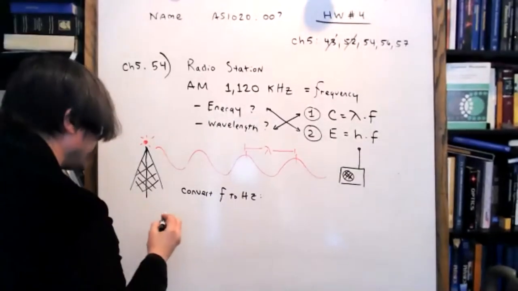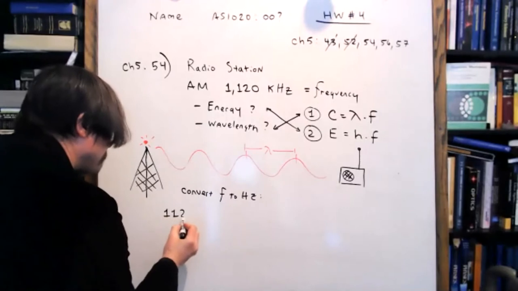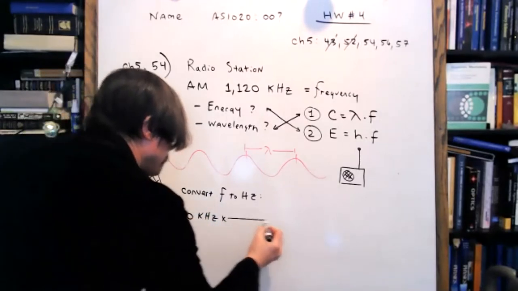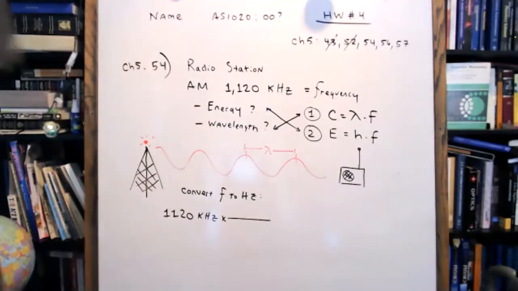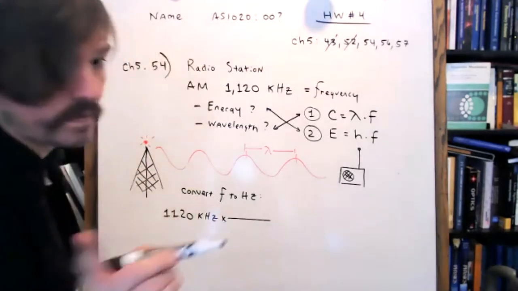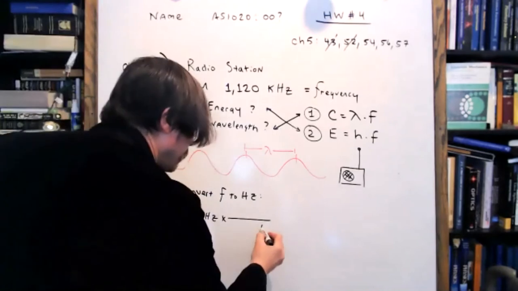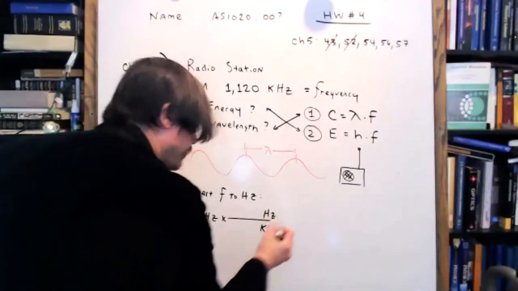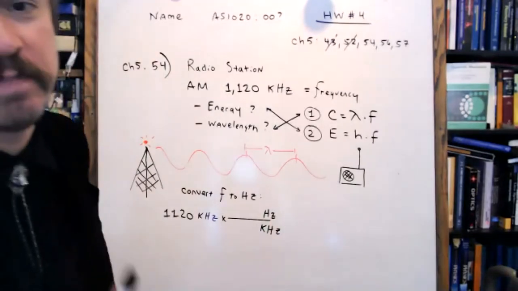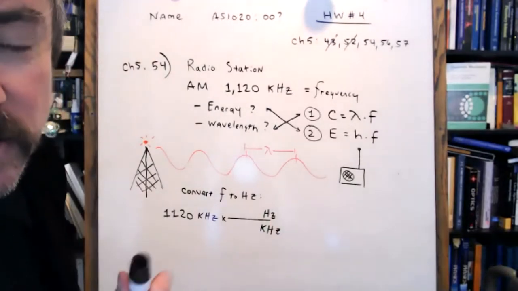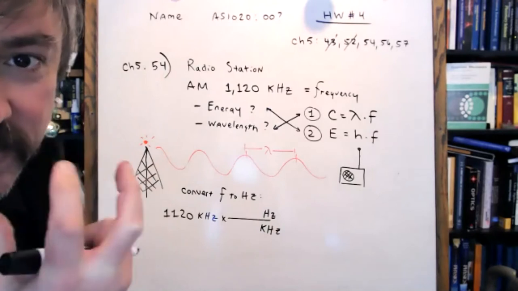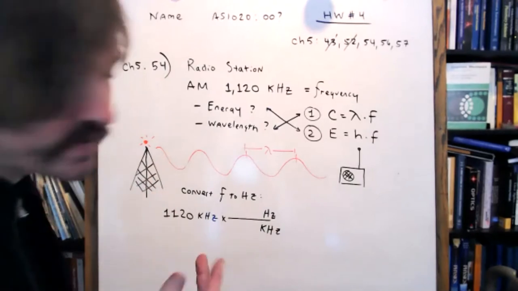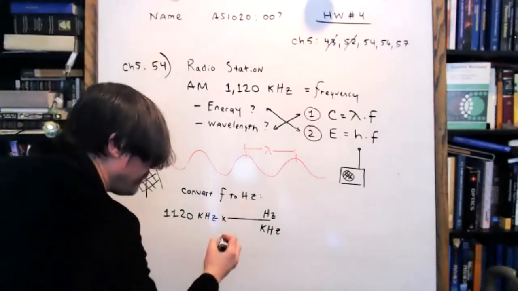1120 kilohertz. Excellent. Division bar, yep. After that, then it's going to be hertz in the bottom. No, kilohertz in the bottom and hertz on top. Good. Now, I did not actually give you the conversion from kilohertz to hertz, but you don't need it. Mateus, use the force, meditate on what kilo means. Kilo means 1,000. So put in the numbers for me.